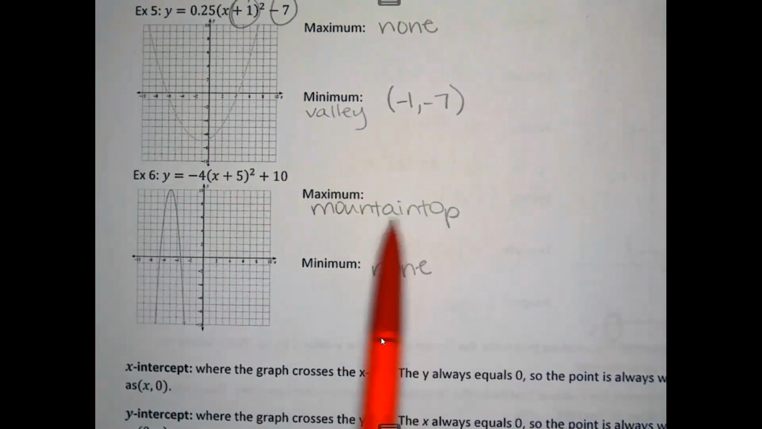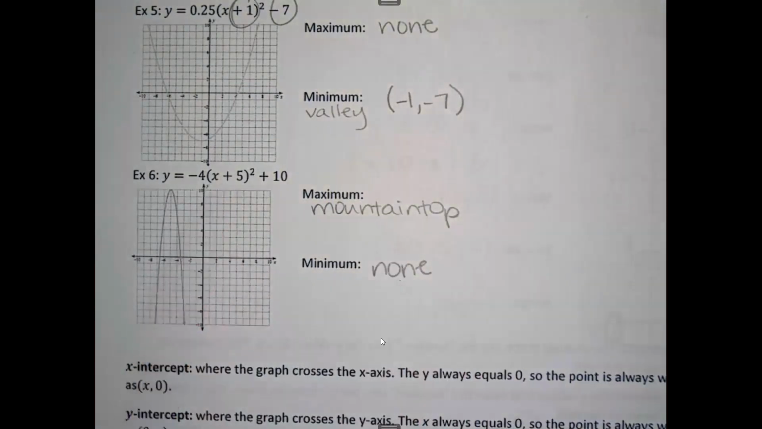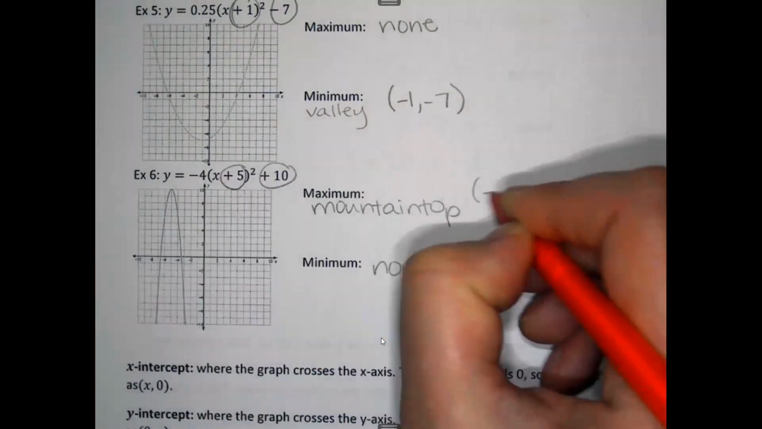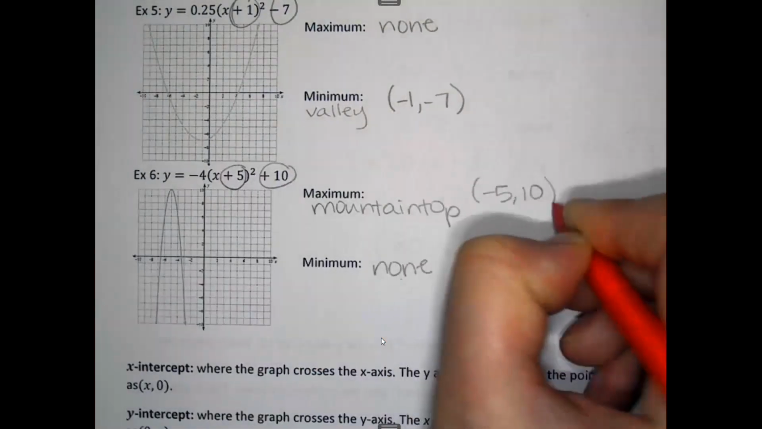Okay. Where is the mountaintop? What are the coordinates? -5, 10. Easy. Okay.